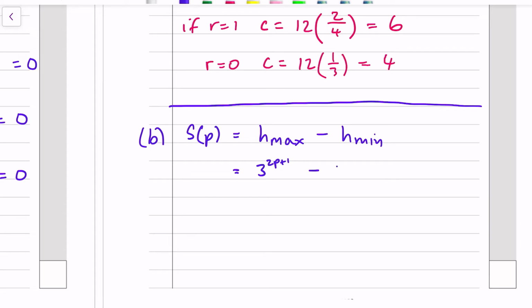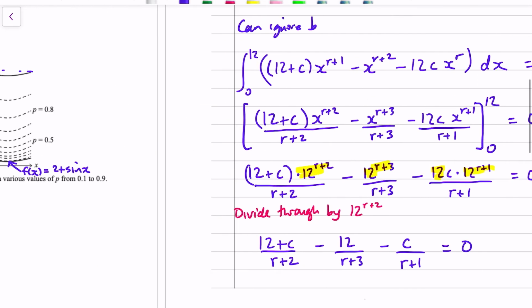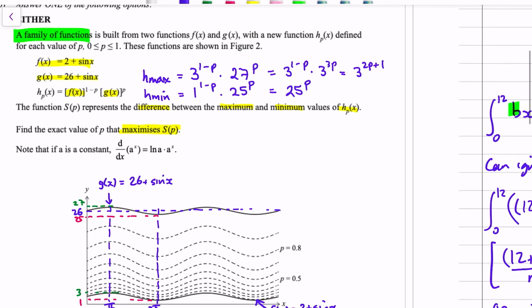Minus h min, which is 25 to the p. And the question asks us to find the exact value of p that maximizes this s, maximizes the difference between the max and the min.